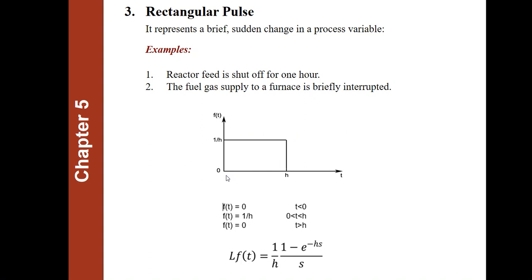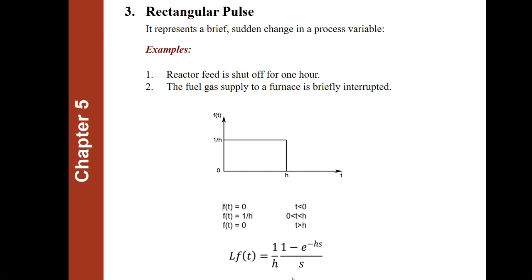In this case, the representation is something like this, if you recall. So you have the magnitude of the pulse to be 1 over h, and the duration is h. The pulse does not hold any value at time less than 0. It does not hold any value at time greater than h. Its value is on the time interval 0 to h, that particular brief time in which that particular disturbance occurred. Now, as to its Laplace, we have its representation here.